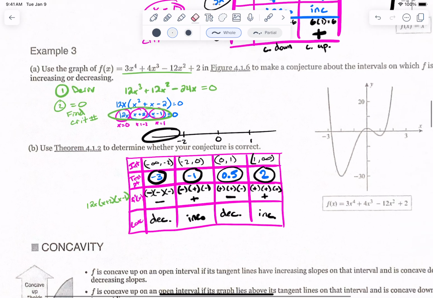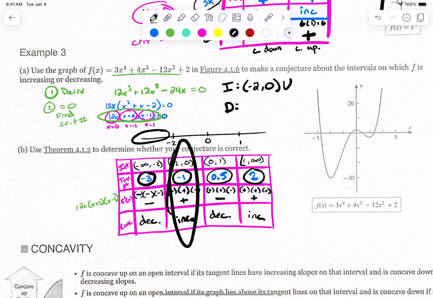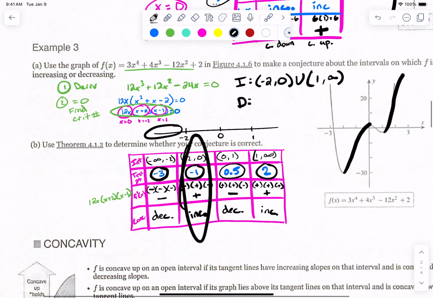Okay. So I'm going to hop back up to A because I have room up here. They want me to write where it is increasing and where it is decreasing. So where is it increasing? Negative 2 to 0, right here. Union 1 to infinity. Now, is that true? Is it increasing from negative 2 to 0 and from 1 to infinity? That's what part B is saying: use the theorem to determine whether your conjecture is correct, and all that good stuff.